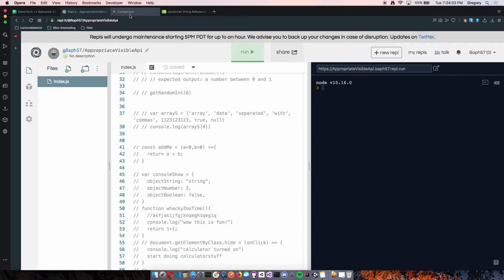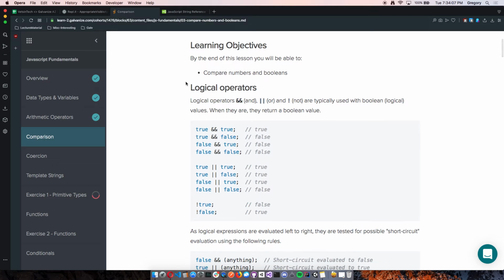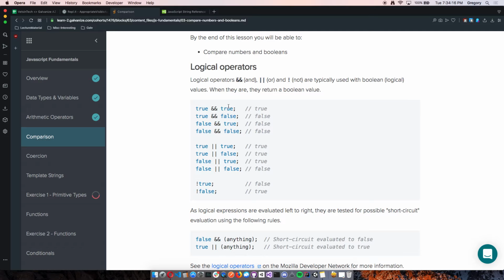All right, so let's go back to where we were. So these are logical operators. I'm not sure we discussed these yesterday. Essentially, you're going to be using them in conditionals. There's two, technically three here.